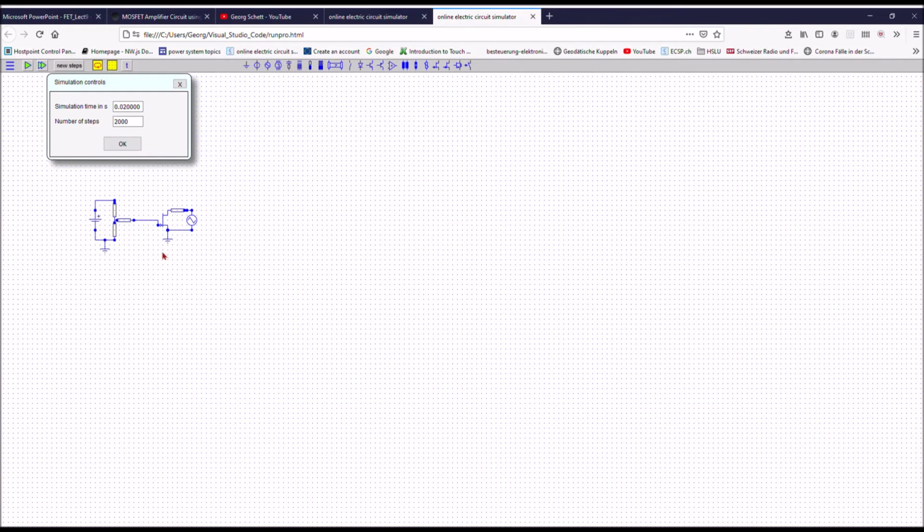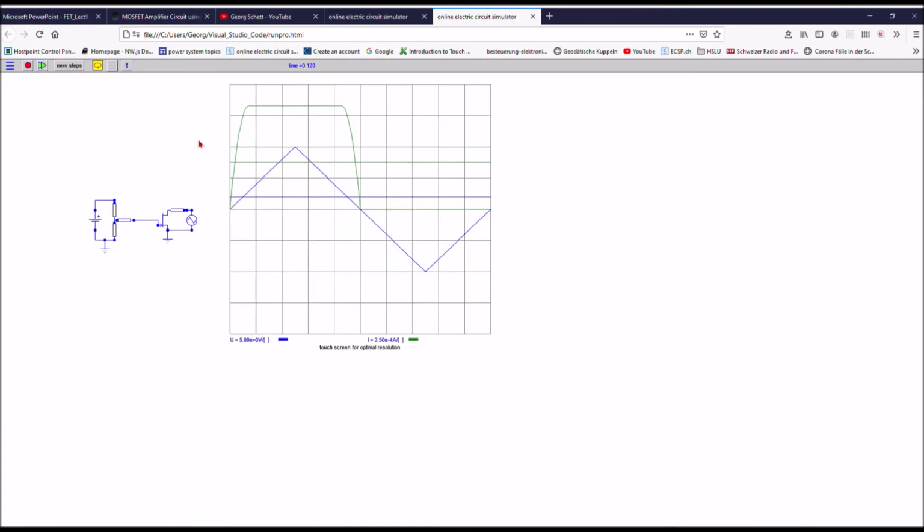So let's run this demonstration now. I go with 20 milliseconds, 2000 steps. So you can see here now is my field effect transistor. Then I have here a voltage source, triangle voltage source between the drain and the source. And here I can adjust my gate voltage. So I do so, and you can see now that the drain current is changing. I measure the drain current here.